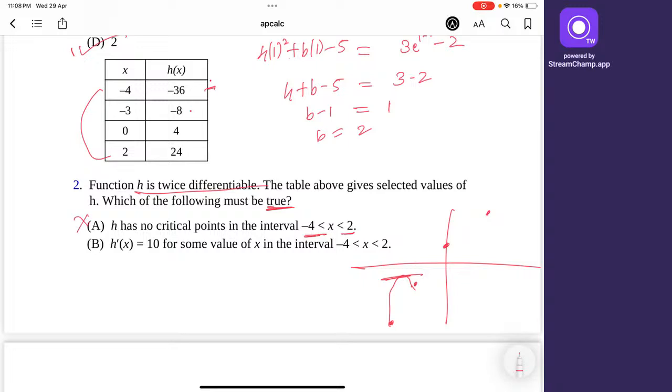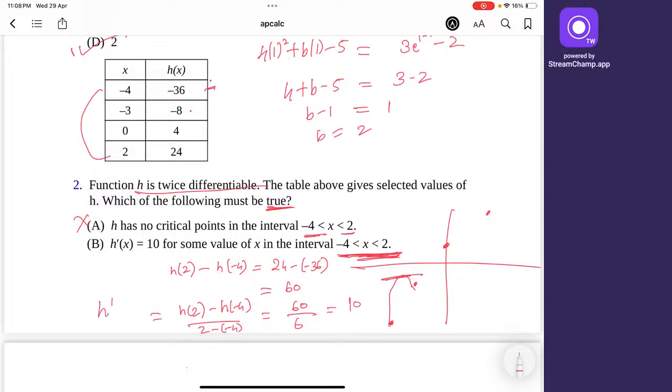h dash of x is equal to 10 for some value of x between minus 4 and 2. Now let's see if this is true. So h of 2 minus h of minus 4 is 24 minus minus 36, which is 60, and h of 2 minus h of minus 4 divided by 2 minus minus 4 is 60 divided by 6, which is 10, and that should be the derivative at some point in the interval by mean value theorem. So by mean value theorem, option B is the right option.